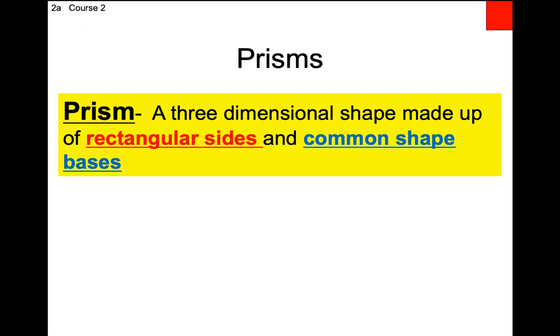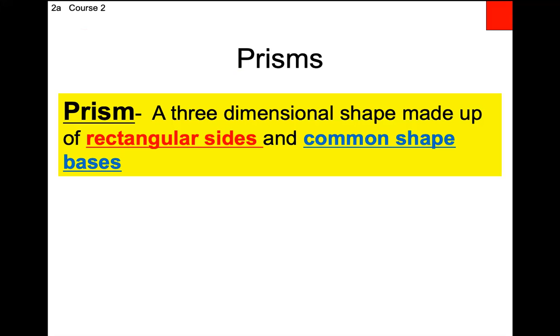The problem for me when I was in 7th and 8th grade, this is all I thought a prism was, this thing. Why? Because in science class, they take this thing and they shine a light through it and it makes a rainbow and they say prism. They don't tell me about this thing, which is a prism, and I didn't pay any attention to the math teacher who told me that it's a three-dimensional shape made up of sides that are rectangles and the bases are common shapes.